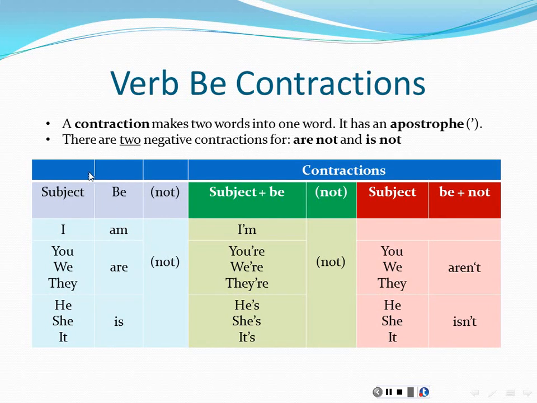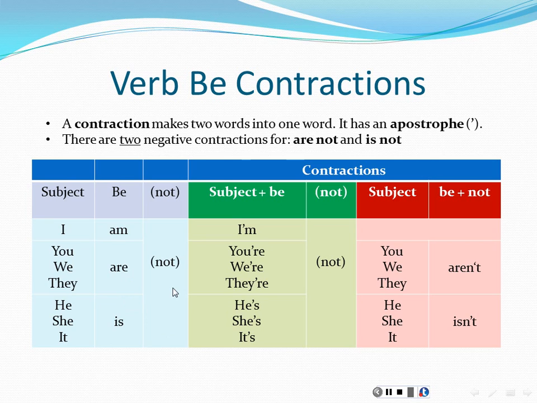Here we don't have a contraction. For example, I am a student or I am not a student. You are a student, you are students, we are students, they are students, he is a student, she is a student, and it is a nice table, because we can't use it for students, so we can use it for something else. It is a nice car, it is a large table, and so on. So this is without contraction. There is no contraction. لا يوجد اختصار.